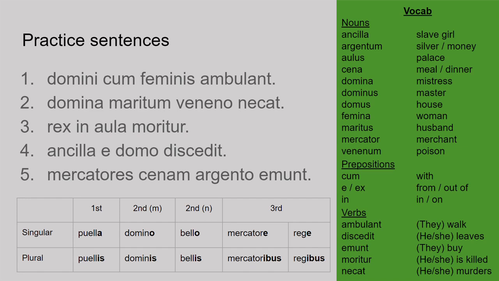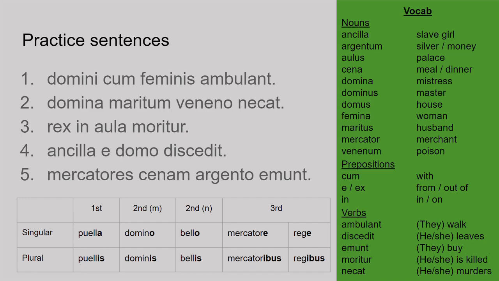For the fourth sentence, ancilla e domo discedit. Ancilla is the nominative singular here, and the verb is discedit, the slave girl leaves. E domo is a preposition with an ablative, from or out of the house. The best translation would be the girl leaves from the house. You could also use departs if you wanted to get the girl departs out of the house, but the first one is much more fluent. The girl leaves from the house, and you're still getting that preposition and the ablative in.